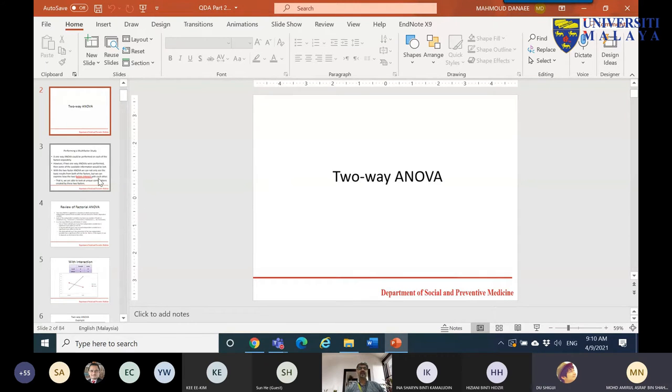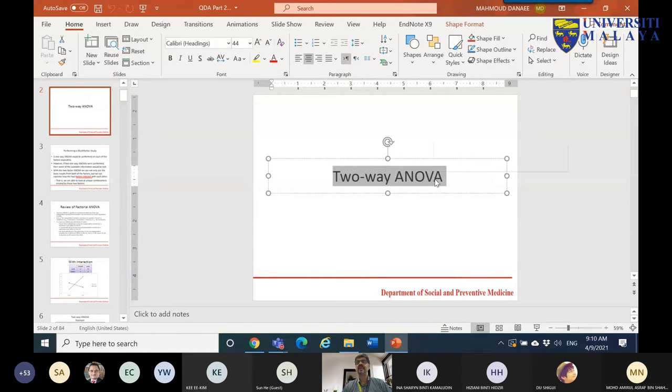Yes. Okay, today we will start with two-way ANOVA. Before the break, we hope to finish the two-way ANOVA, because I think most of you are familiar with ANOVA and repeated measure ANOVA. After the break, we will start with reliability and factor analyses, and then we will end with regression analyses in this session.